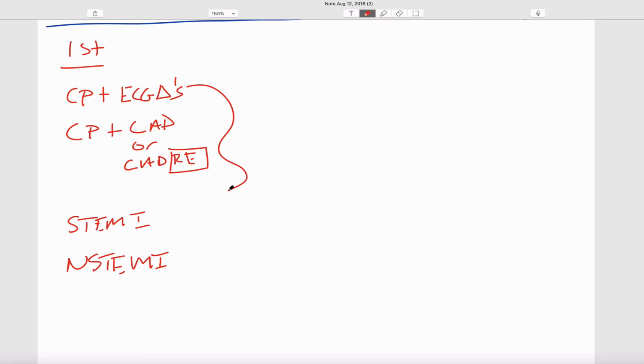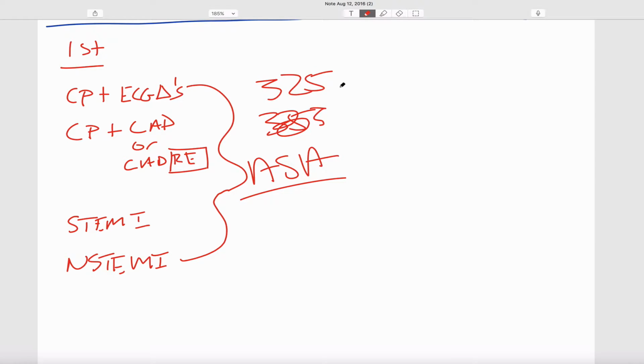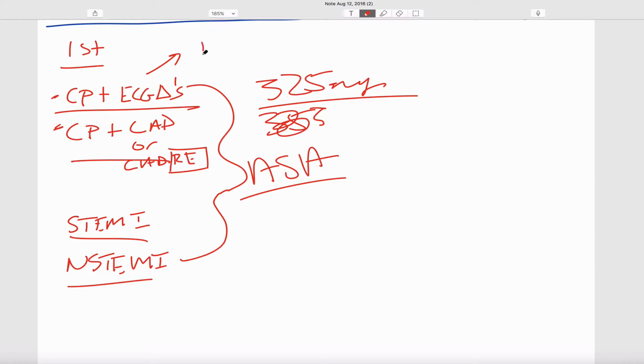And in all of these scenarios, the first thing we want to do is give aspirin. So remember, that's going to be 325. Sorry, guys, 325 chewed, and give it immediately. So that is the first thing we want to do for all of these scenarios: STEMI, non-STEMI, chest pain with known coronary artery disease, or chest pain with EKG changes. And remember, these EKG changes are just from baseline. It doesn't have to be ST depressions, ST elevations, or T-wave inversions, just a change from baseline. With associated chest pain, you need to go ahead and give them aspirin.